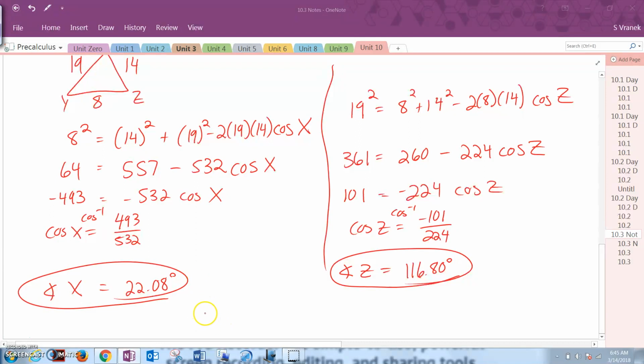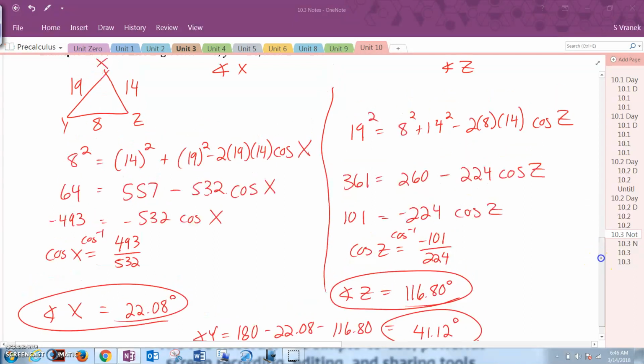And then to find angle y, you just do your 180 minus your 2 answers, just like before. And then when you do that, you have your answer. The answer for angle y is 41.12, which also makes sense because that is between the other 2 angles. And so y is the middle side. So that's the law of cosines.